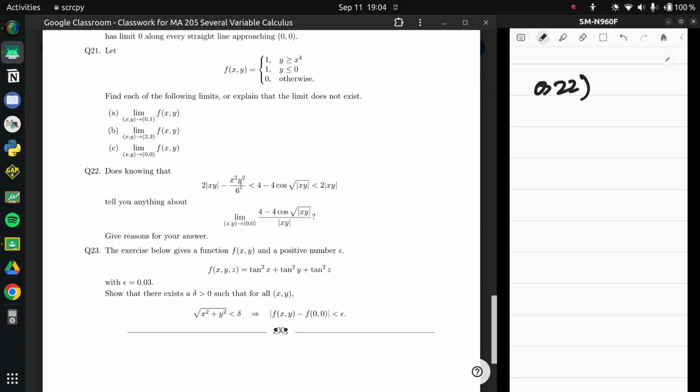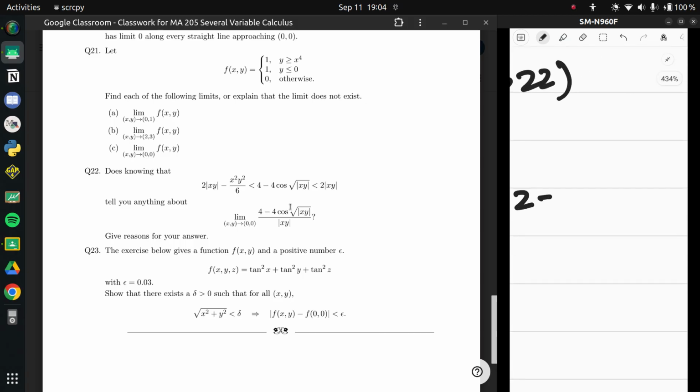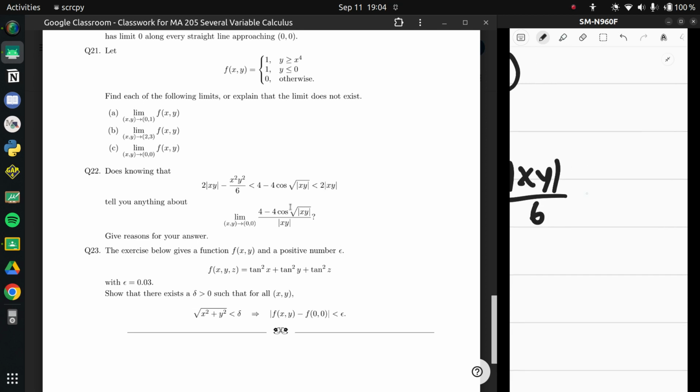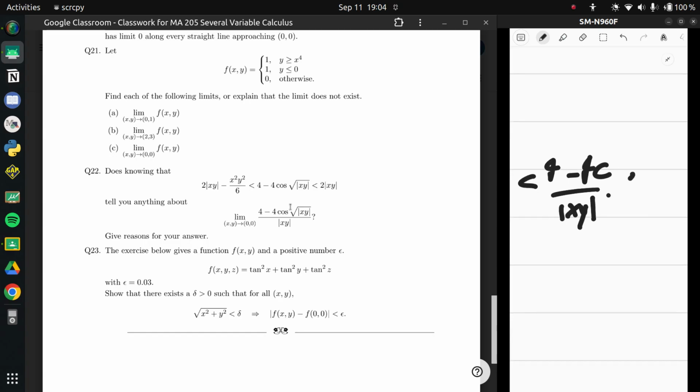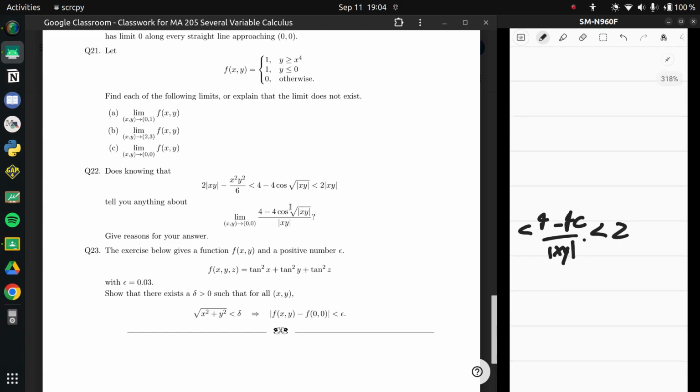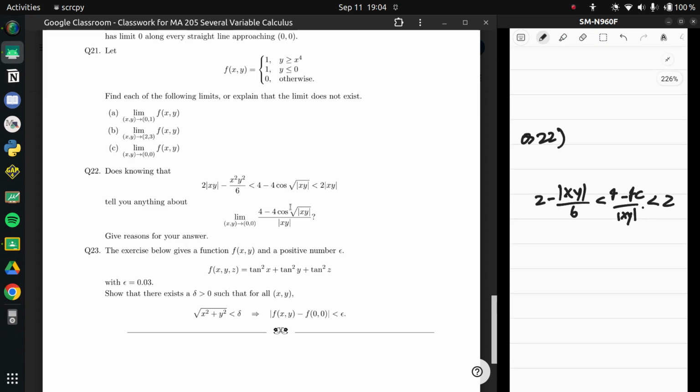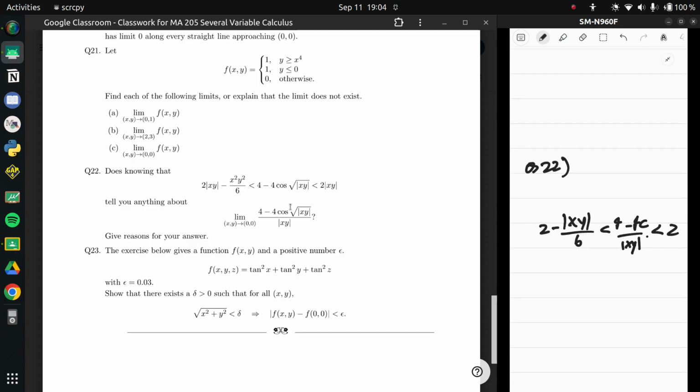I mean, yeah, sure. So just divide by the magnitude of xy. What does that give us? It just gives us 2 minus something is less than 4 minus 4 cosine upon magnitude of xy. And this is like less than 2. So as xy tends to 0, this tends to 0 as well. So the limit is actually 0. Sandwich theorem.